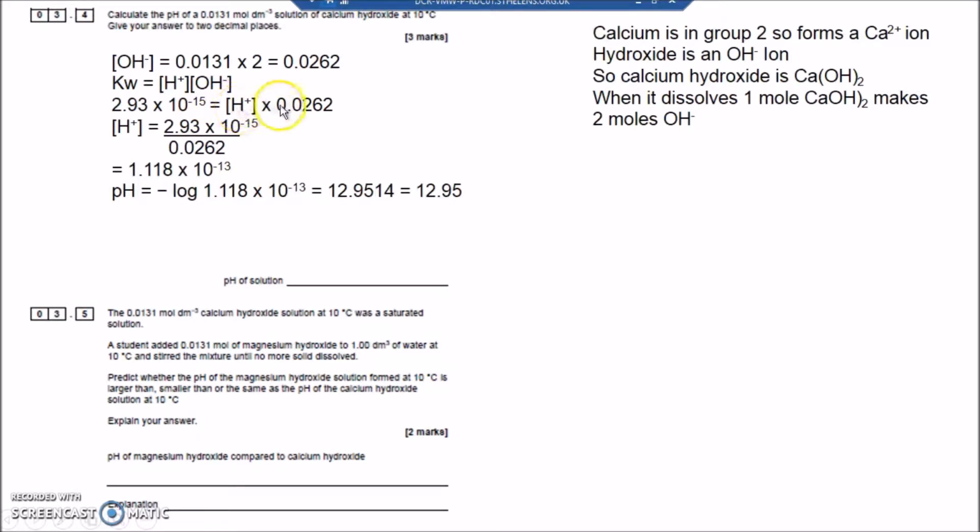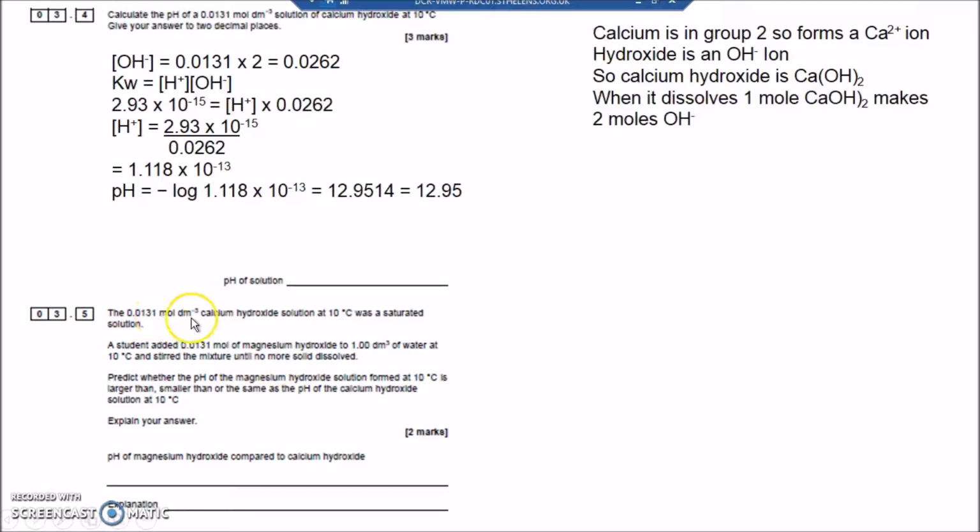H plus we don't know, OH minus we've just worked out, so H plus is 2.93 times 10 to the minus 15 divided by 0.062. I've worked out H plus concentration, minus log to the base 10 of it, and it comes out as 12.9514, and I'm going to put it to, I should really put it to 3 significant figures, because I've got 3 significant figures here, so it should be 12.9 or 13.0.